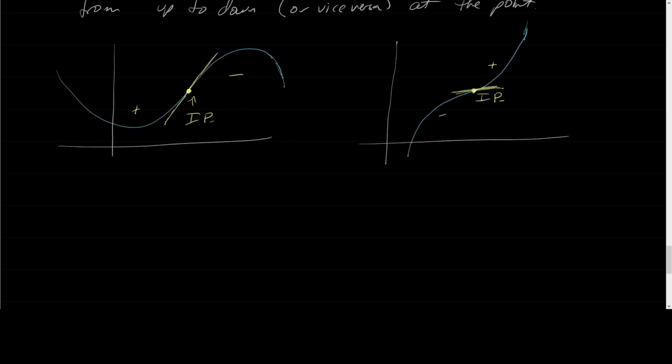Another scenario. It can look something like this. Ooh, I was trying to draw in blue. There we go. And let's make that better. There we go. In here, this point has a tangent line, happens to be a vertical tangent line, but it's going from positive to negative, all right? So that's our inflection point, all right?